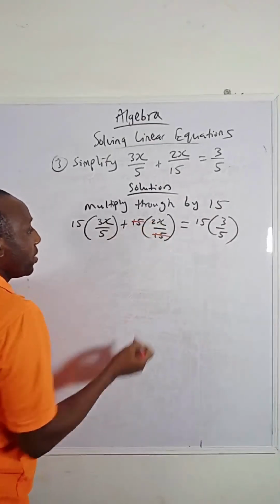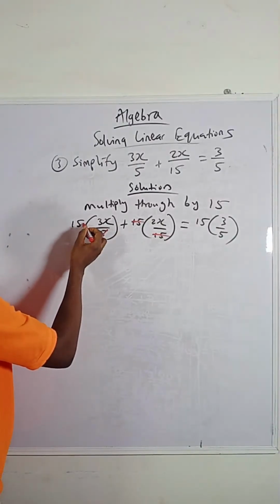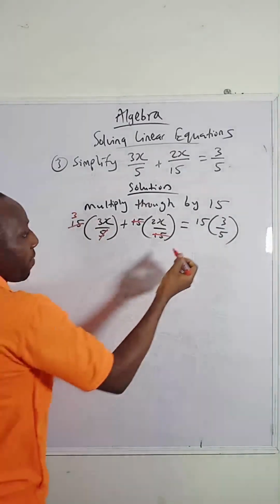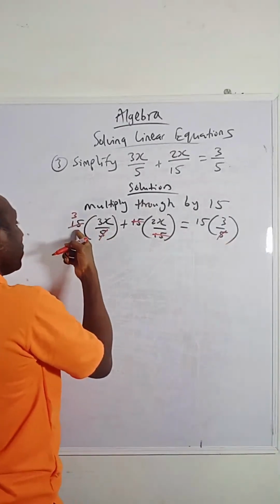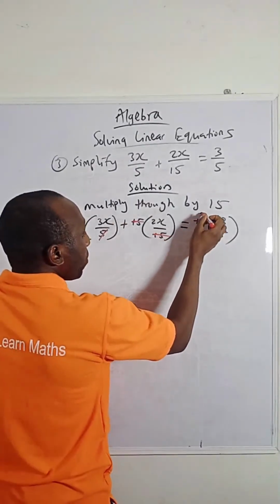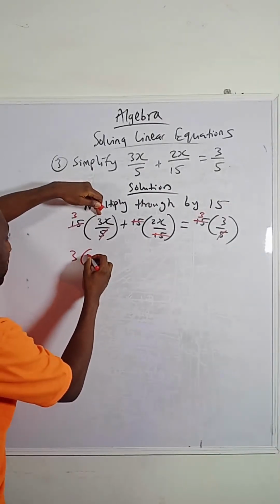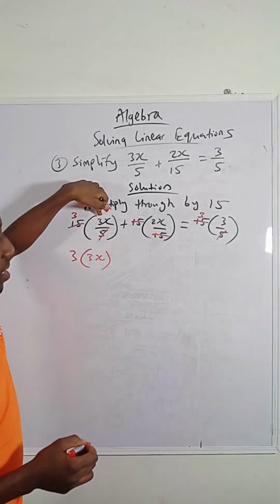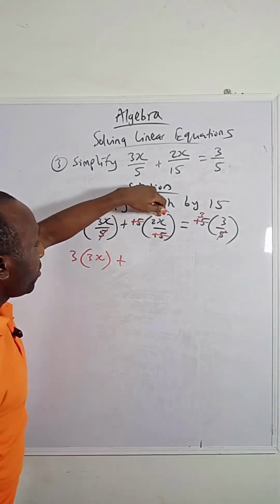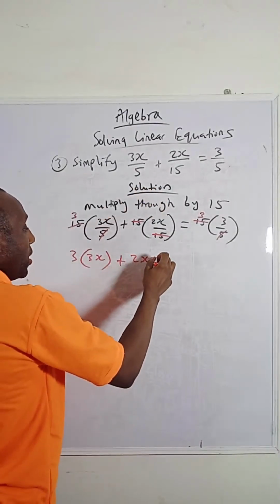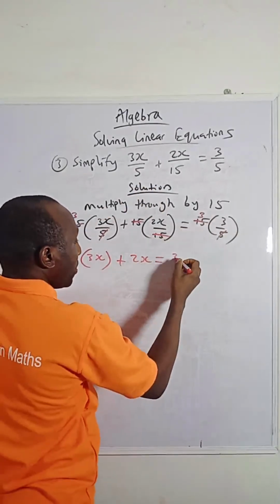15 cancels 15. You see that? 15 goes into 15 three times. 5 into 15 is 3. 5 into 15 here is also what? 3. So I have 3 left, bracket what? 3x. Are you with me? Then plus 2x is equal to 3 times 3.